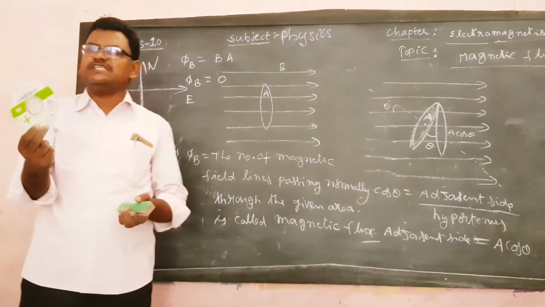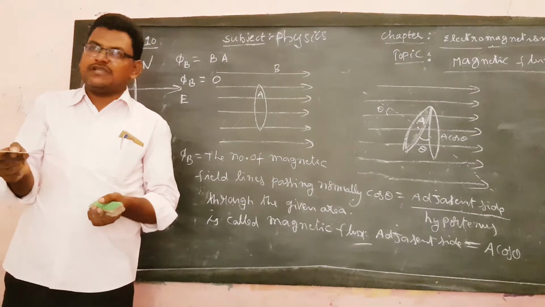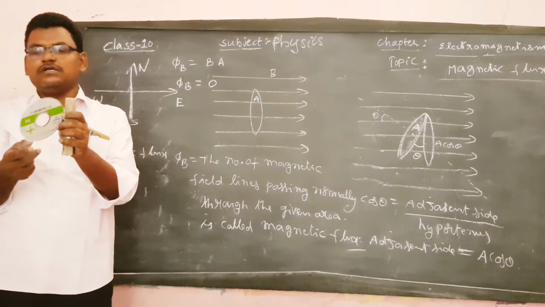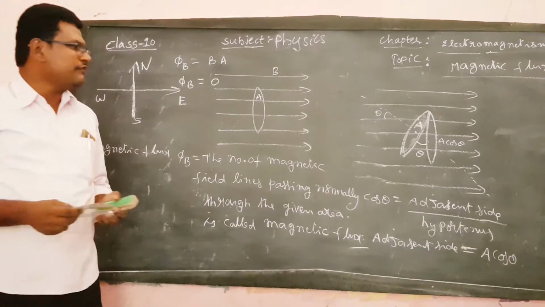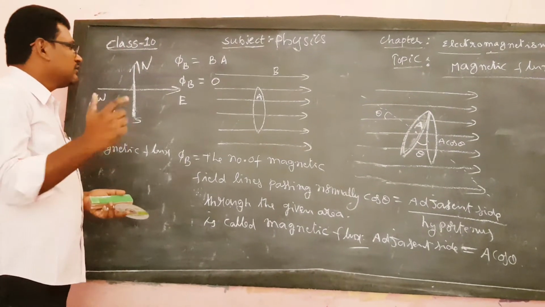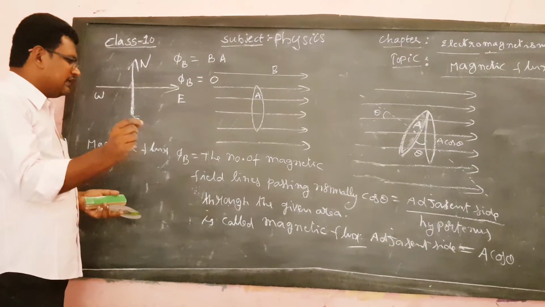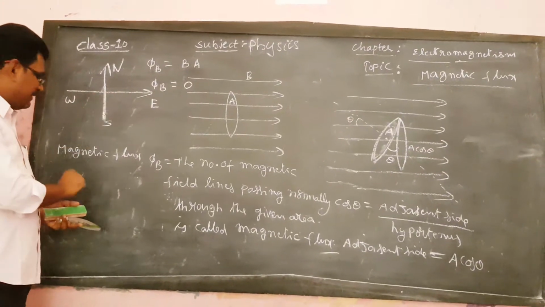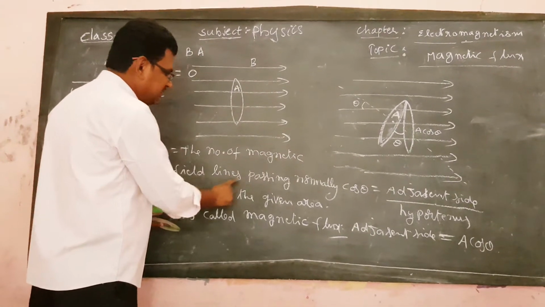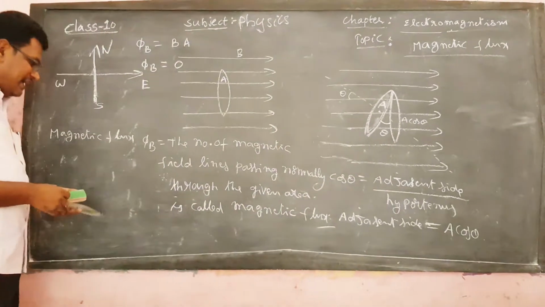Suppose the surface area is not perpendicular to the magnetic field and not parallel to the magnetic field. Suppose the surface area makes a certain angle with the magnetic field, then what is the magnetic flux? For this we have to derive the general expression for the magnetic flux. Before going to that, let's see once again the definition: magnetic flux phi B is the number of magnetic field lines passing normally through the given area.